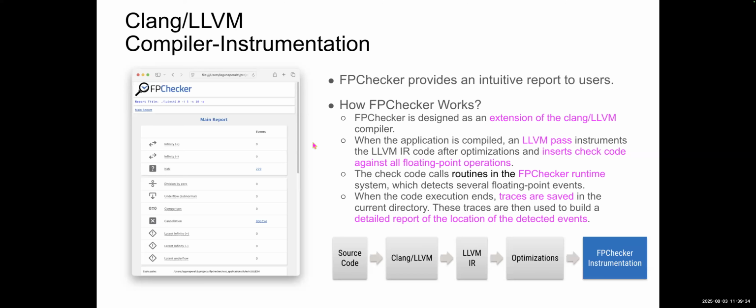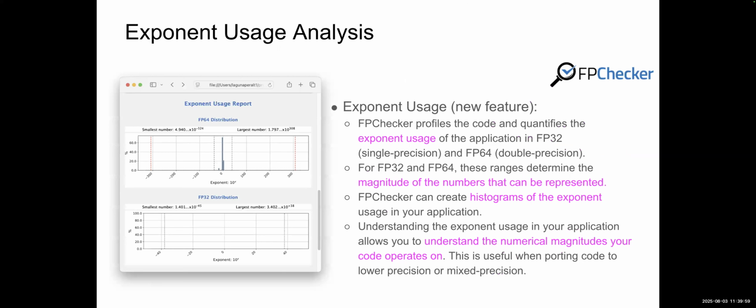The tool provides intuitive reports summarizing the different exceptions and also the locations in which these exceptions are found. What the tool does is look at the results calculated by a floating point operation and find out whether an exceptional value is indicated, and then compile a detailed report. The tool FPChecker also includes a detailed view of the exponents encountered during program execution, which can help the programmer understand which number ranges and binades are getting used in their execution.